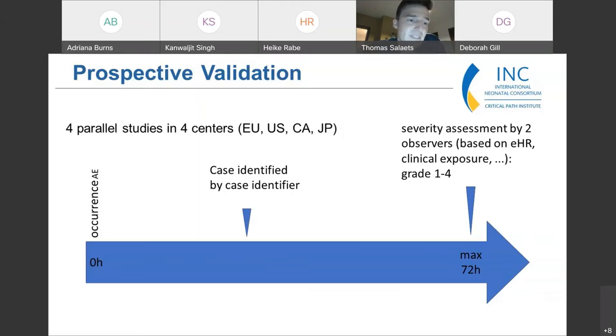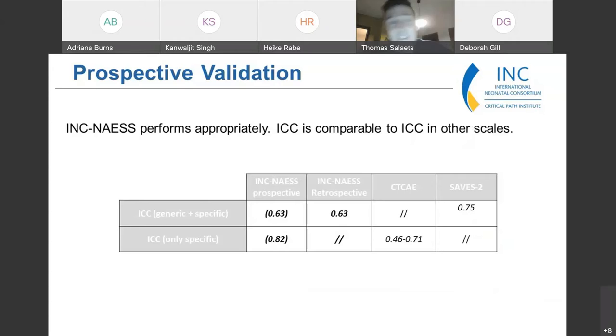At 72 hours after occurrence of an adverse event, two independent observers within the unit should, based on their exposure to all the data they have on the patient, grade the clinical severity of the adverse event. We're almost finished there. Three centers have completed the study, and the last center is finishing within this month, they told me. So we're expecting definitive results soon, but for the moment, this is an interim analysis based on the results from Leuven.